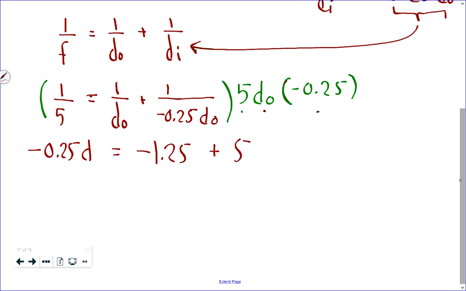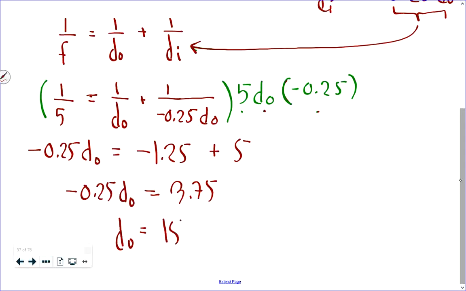Are you with me? Does that math look good? Solid? Things canceled where they should have? Well, you can solve this now. Add these numbers together and get 3.75. Negative 0.25 dO. Can you confirm for me that you get negative 15 here?